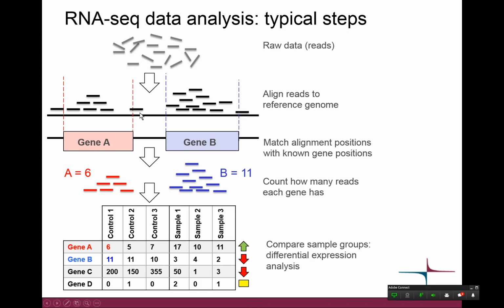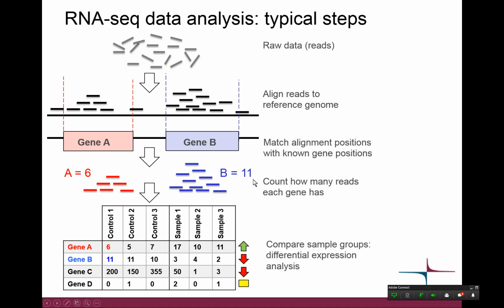So the black bar here represents the reference genome, and these black bars are now your reads that you're aligning to your genome. Next, you match these aligned positions to known genome positions. So for example, here we have gene A and gene B, and we know now that these reads here belong to gene A and these are from gene B. And the third step in this workflow is to count how many reads each gene has. So for example, now gene A has 6 reads and gene B has, well, 11 reads.